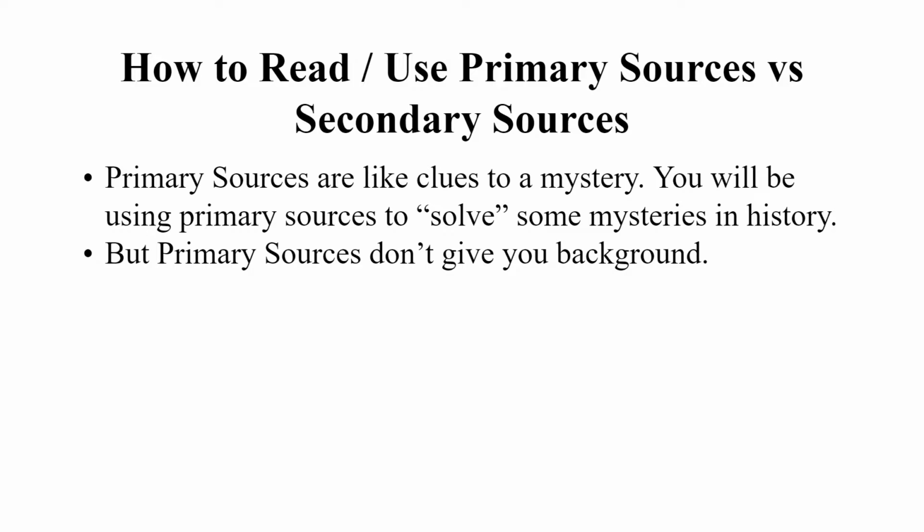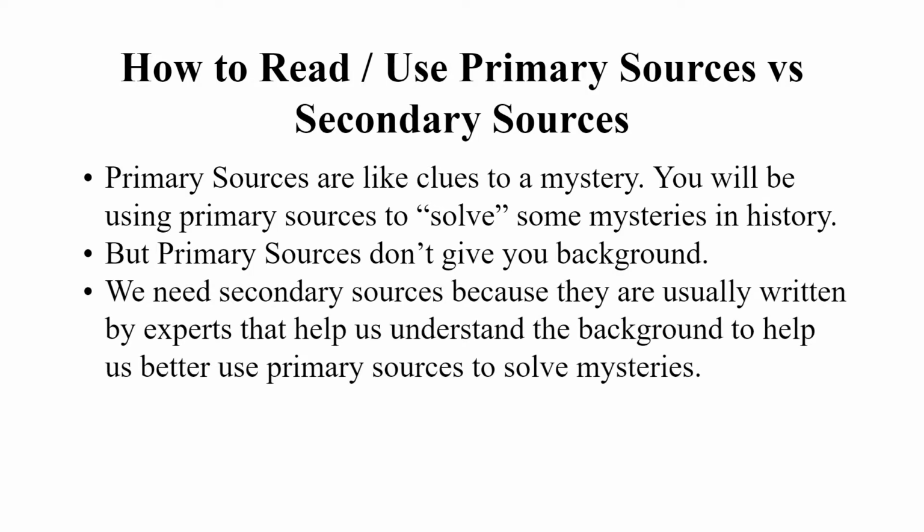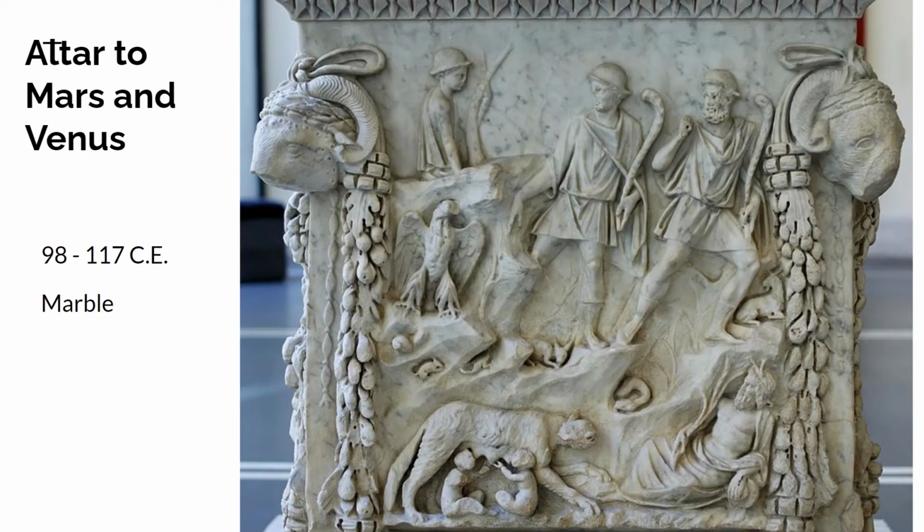But you won't get background from primary sources generally, unless you're actually reading a history from the period, which is Livy. But people who aren't experts in history need secondary sources, because that's how we can fill in some of the background, some of the context to help us use the primary sources. Historians will use primary sources to create the secondary sources. So there's two ways to differentiate that.